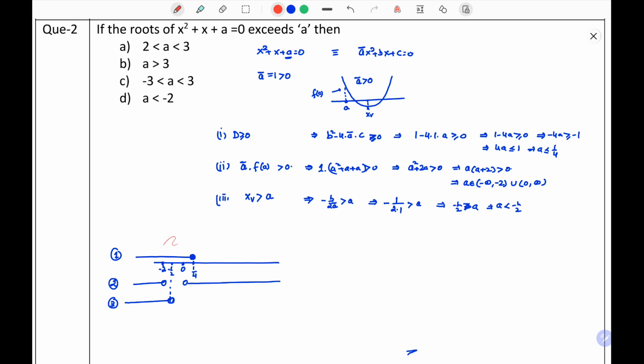And the common solution will be from minus infinity to minus 2, and minus 2 is excluded. So we can say that if the roots exceed a, then the condition is that a belongs to minus infinity to minus 2, or we can say a is less than minus 2. Hence option D is the correct option.